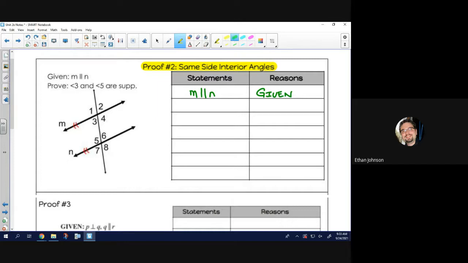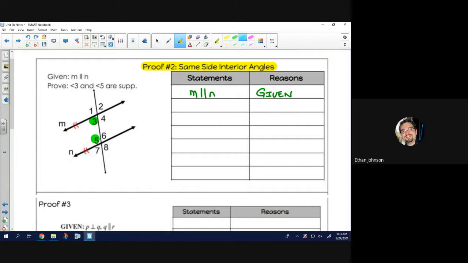Also, it already says angle 3 and angle 5, so I know I have to deal with angle 3 and angle 5. So I'm going to mark those. Now I get to choose any other angle as long as that angle is supplementary to either angle 3 or angle 5. Once again, it has to be supplementary because at the end of the day, we're trying to prove 3 and 5 are supplementary. If it was 3 and 5 are congruent, we'd look for another congruent statement.